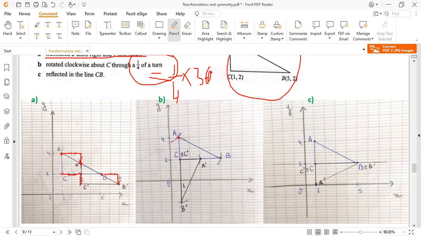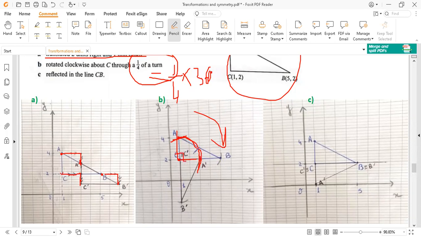So we use the compasses about C. We put the compasses here and we draw a circle, to guarantee the same distances, and from here we count 90 degrees to the right, clockwise, in this direction. So 90 degrees to obtain A prime.